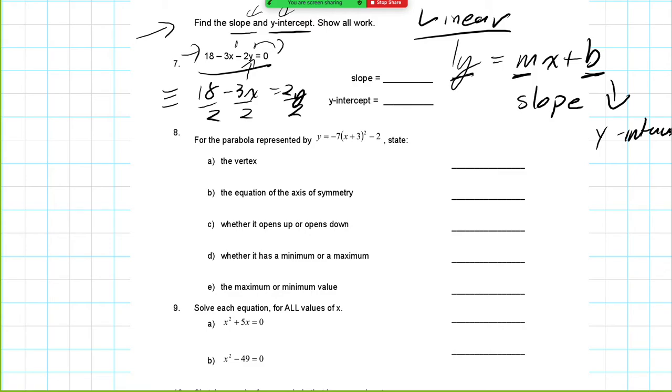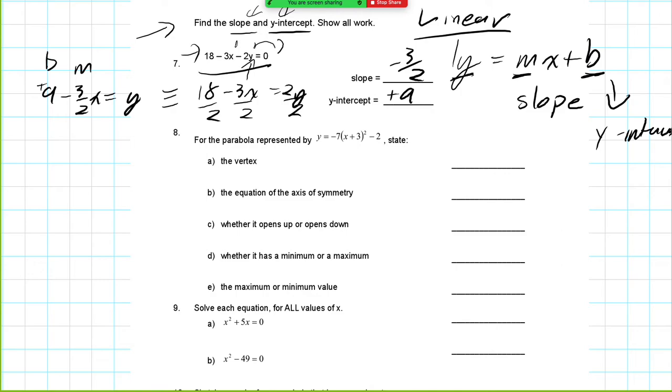We use triple bar equals. We'll get y is equal to 9, since 18 divided by 2 is 9, minus 3 over 2 x. Okay, this ends up being our m, and this is our b. So this is positive 9, so our y-intercept is positive 9, and our m, our slope, is negative 3 over 2.